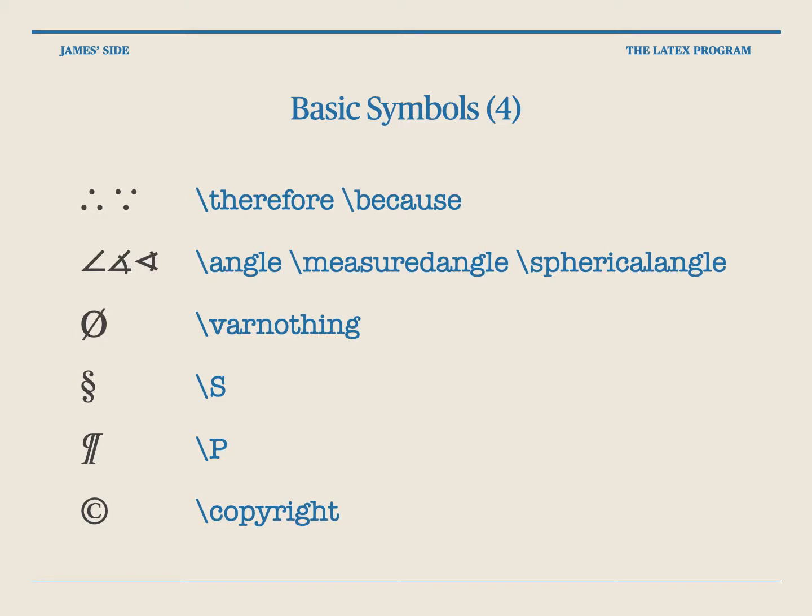And now we also introduce some basic symbols here. For therefore and because, you might use them when you are proving or just explaining something. Also for the angle, the measured angle, the spherical angle, they all have different symbols, but they're all after the backslash. For an empty set, you would just type \varnothing, and for this symbol for sections, you have the backslash S. For the paragraph, you have the backslash P, and for copyright, you have the backslash copyright.